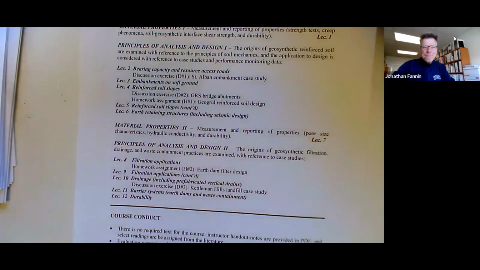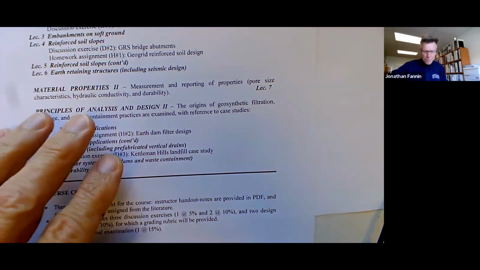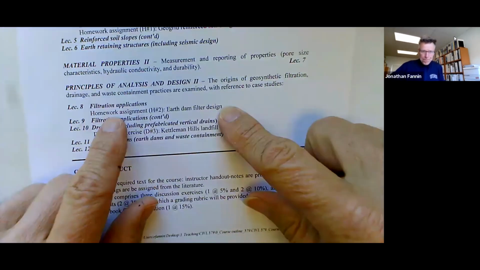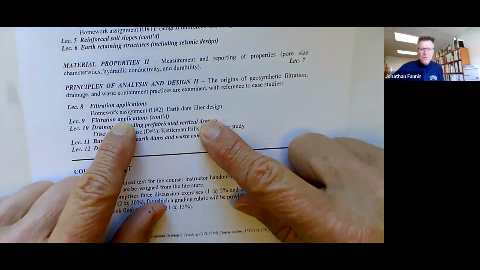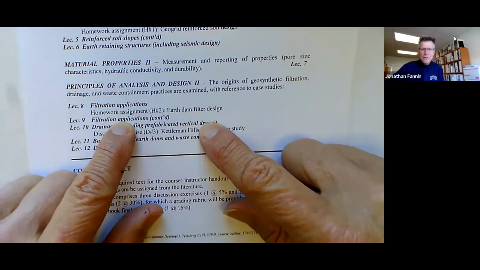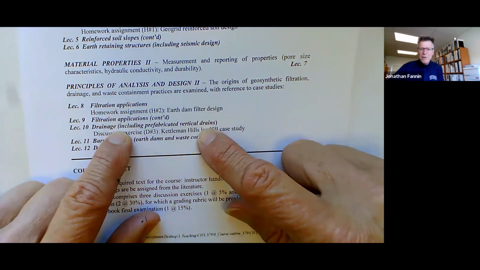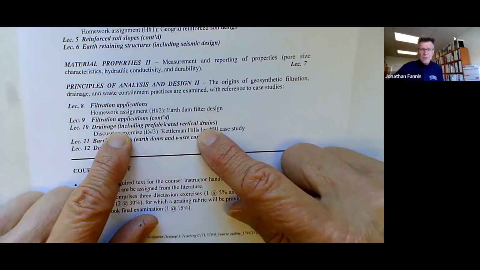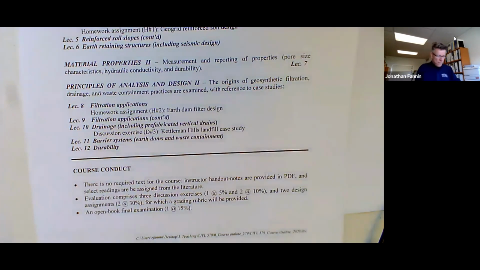And in the big picture, we move to this. In order to specify a geosynthetic for a filtration application, to speak to under drains, to speak to prefabricated vertical or wick drains, to look at barrier systems, all of this requires us to have a feeling for the nature of the, let's use the word, hydraulic properties.